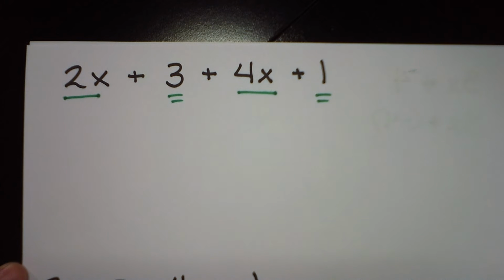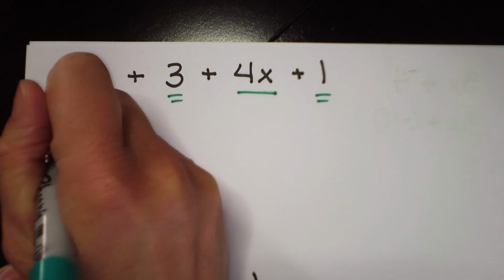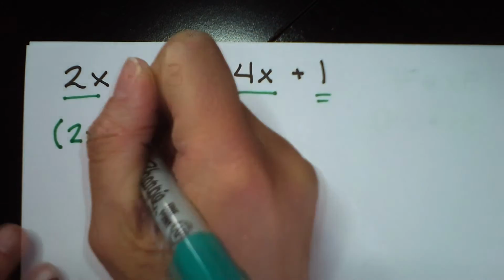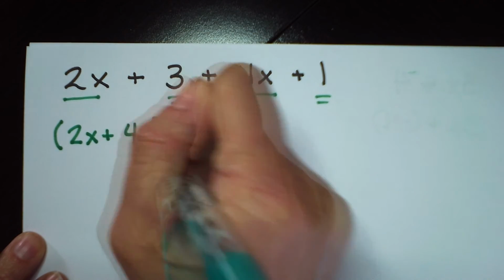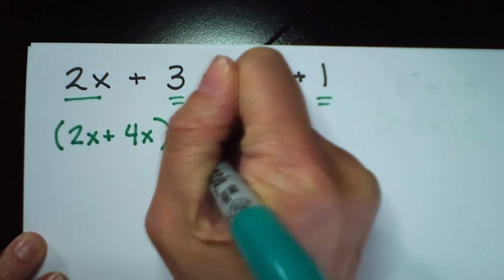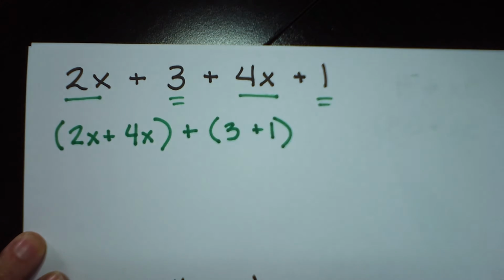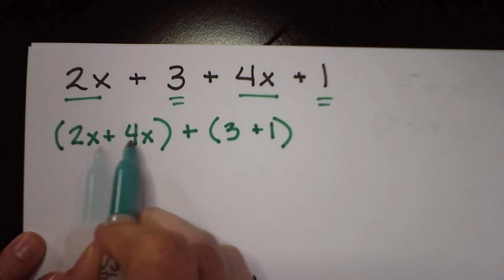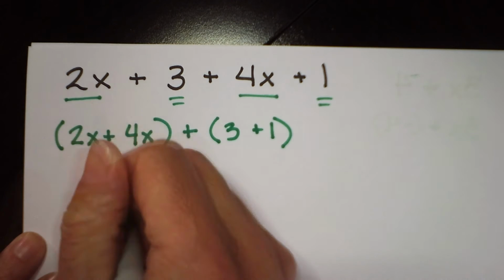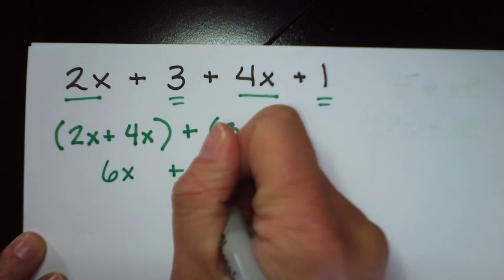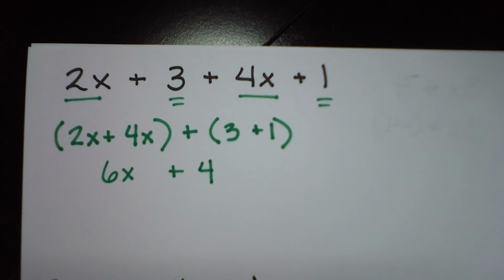And so what I can do is use the associative property to regroup them. So I could say 2x plus 4x, and then I could add on my 3 plus my 1. And so as you can see, I'm just grouping my like terms together. And then what I'll do is add them together. So 2x plus 4x gives me 6x, and 3 plus 1 gives me 4. That's a pretty simple, straightforward example.